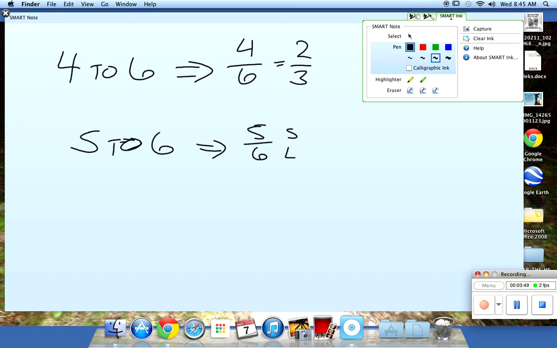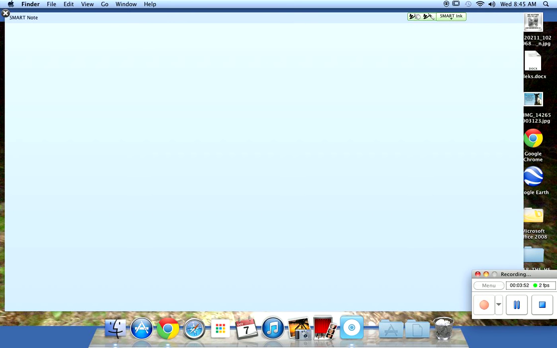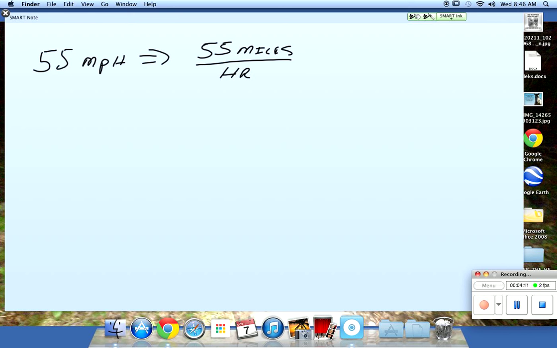All right, next let's take a look at rates. Rates, obviously we looked at 55 miles per hour. And the way we can write 55 miles per hour is going to be 55 miles per hour. Okay? In other words, if we're driving at a speed limit of 55 miles per hour, we should expect to go 55 miles in 1 hour. That's a rate.